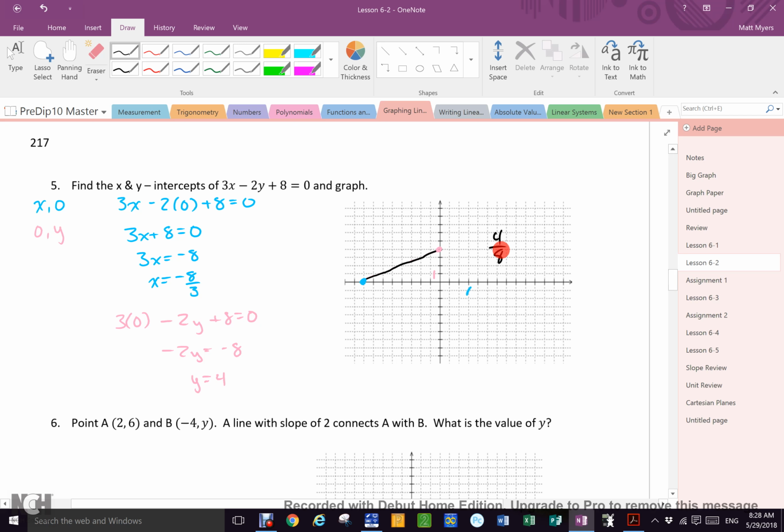It is a representation. Yes? So what is my real rise here? How far did I really go up? 4. That's correct. What's my real run? 8/3. So it is really 4 divided by 8/3, which is really 4 times 3/8, which is really 12/8, which is really 3/2.